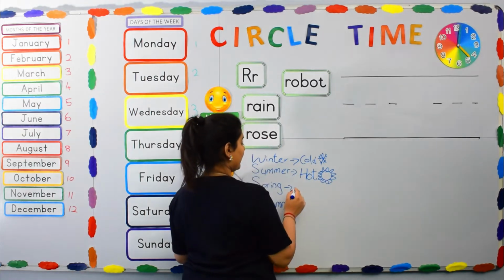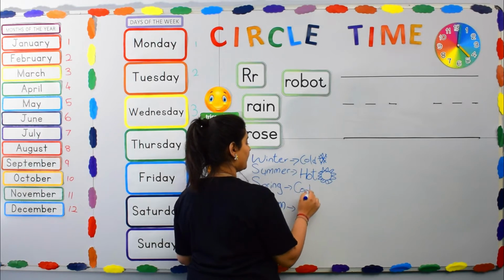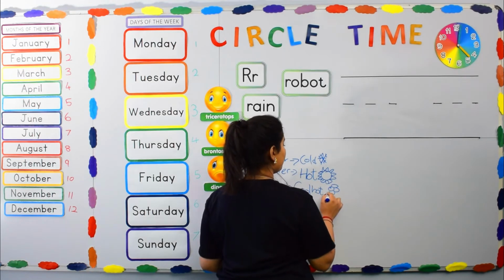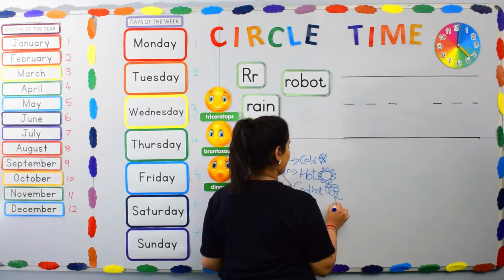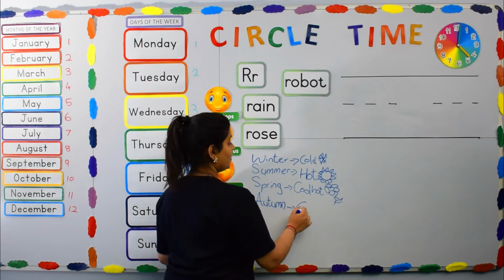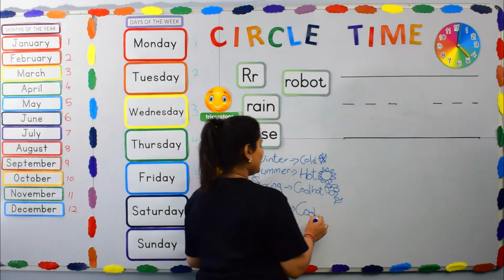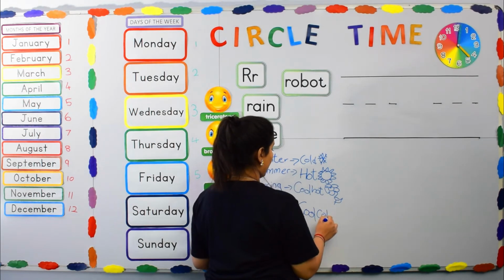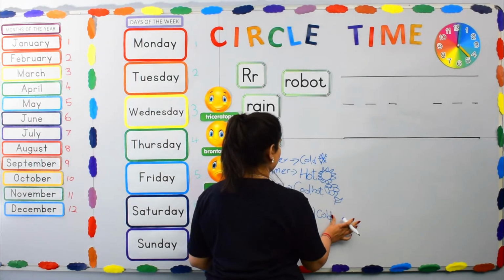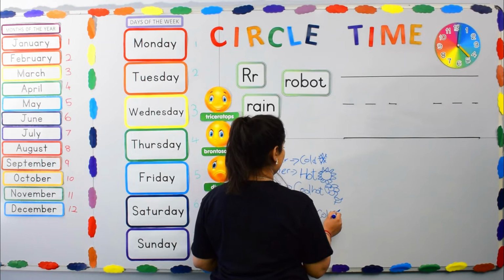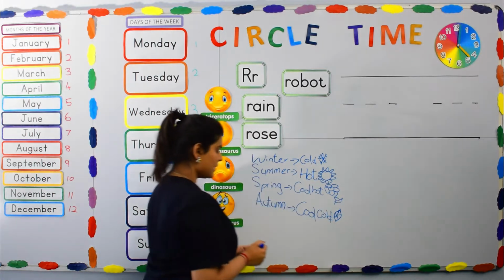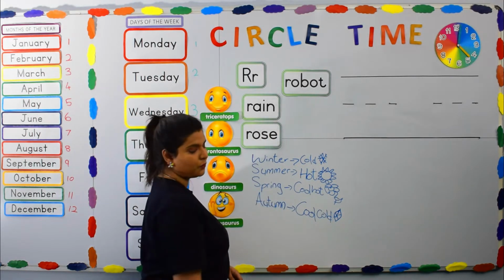How about spring? Spring is cool and hot, but we also know it's spring because there are many flowers that bloom in spring. So how about autumn? Autumn is also very cool, but it is kind of cold as well. Now, how do we know that it is autumn? We know it's autumn because leaves start to fall off trees, and that is how we know the difference between the 4 seasons of the year.